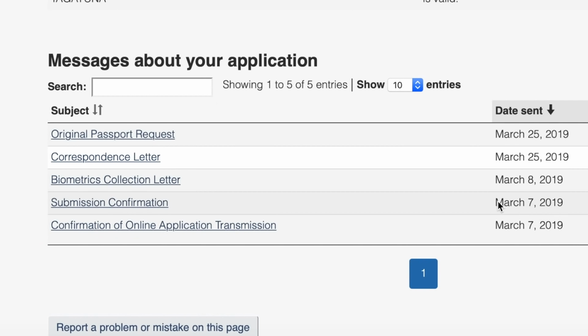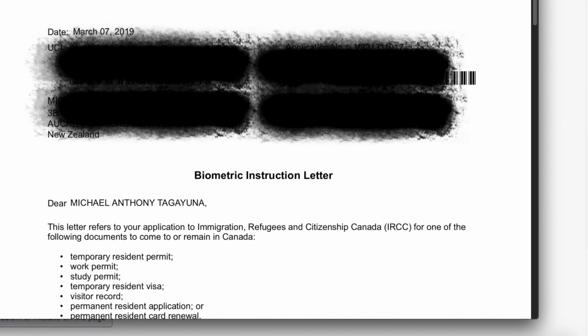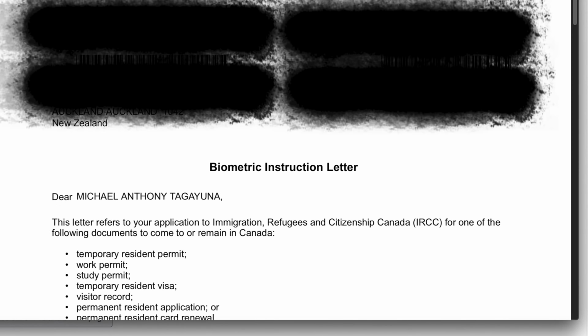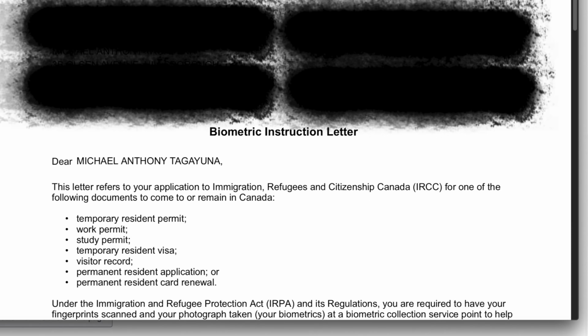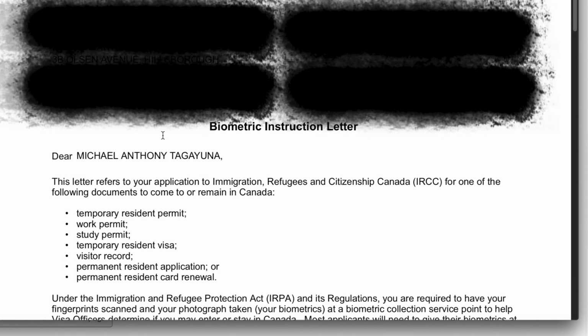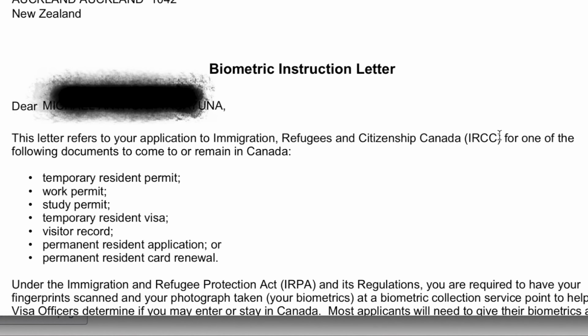And then in a day or less than a day, they will send you this biometric collection letter. Let me open that. This is a confirmation email that they need you to provide your biometrics, which is, as I said, photo and also fingerprint. Biometrics instruction letter. This letter refers to an application to IRCC for one of the following: temporary resident, which is basically visitor visas. Temporary resident and visitor are the same.